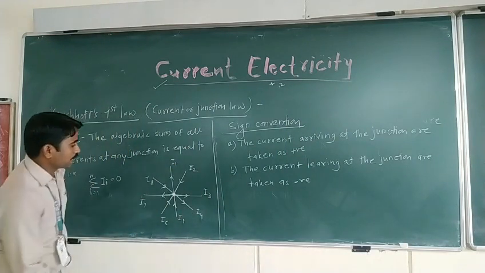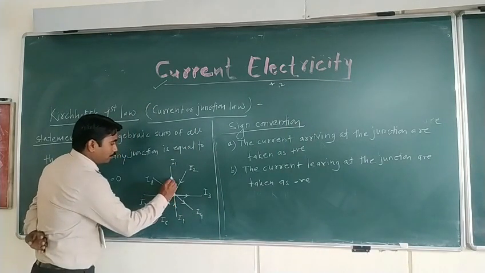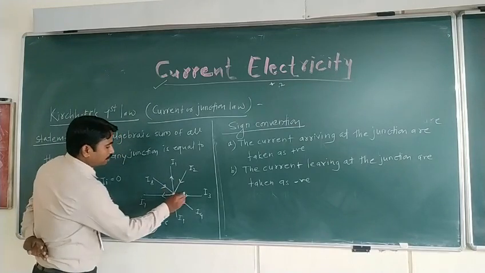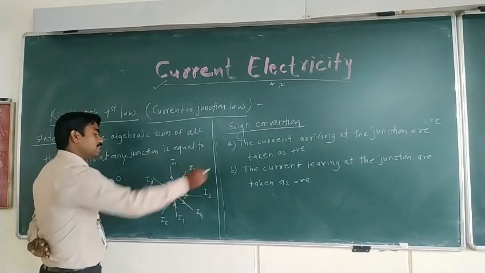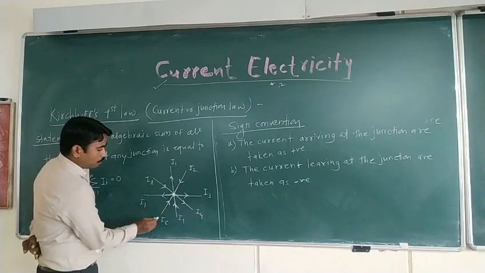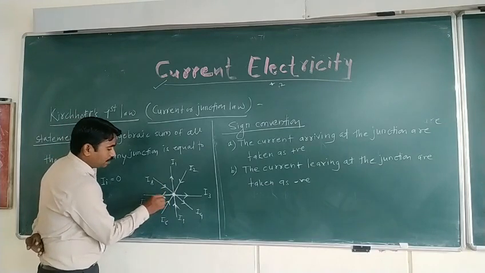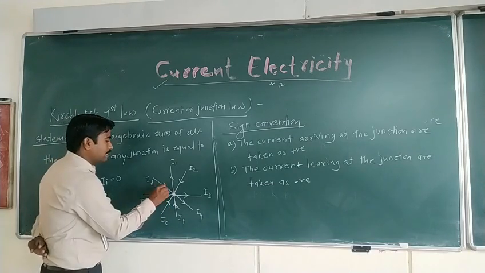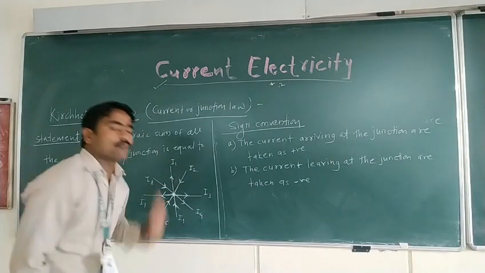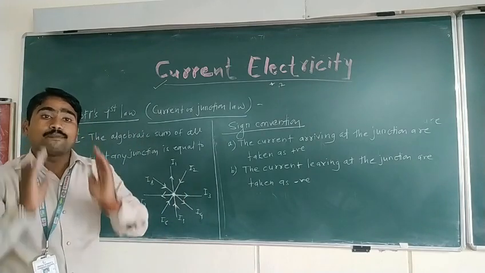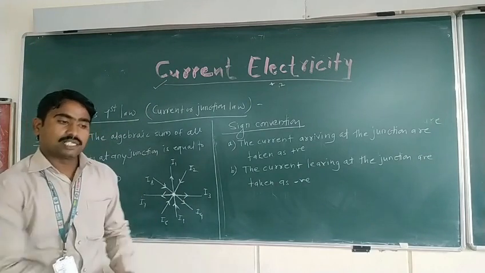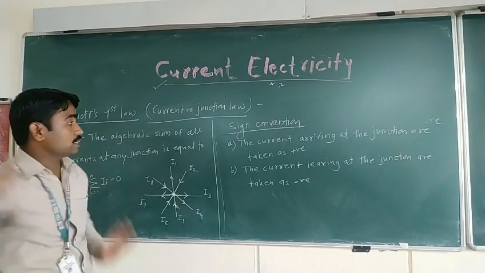Here in this diagram you will see this is the current flowing away from the junction. This is the current flowing towards the junction. This again is current flowing away from the junction. This is the current flowing towards the junction. This also is current flowing towards the junction. This current is flowing away from the junction, and again this current is flowing towards the junction. In this diagram we have to see how many currents are flowing toward the junction and how many are flowing away from the junction.